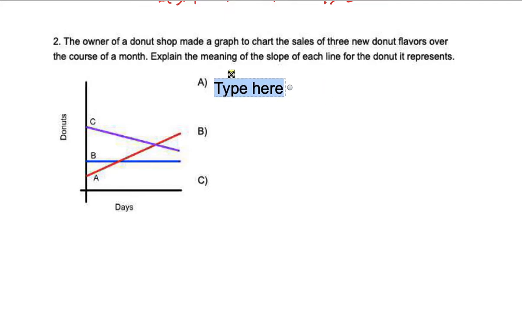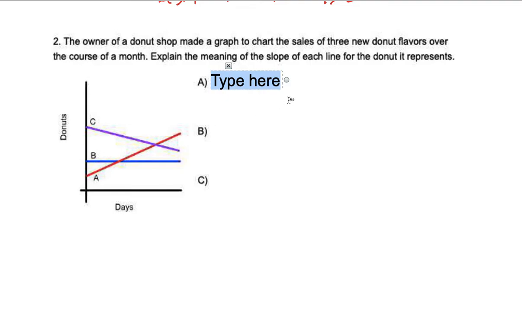There we go. So for line A, that's this red line here. I can even type it in red. That'll be cool. For line A, this line starts out kind of low, but then it goes up all month long. So we look at this. This is the days of your month, and these are how many donuts were sold.